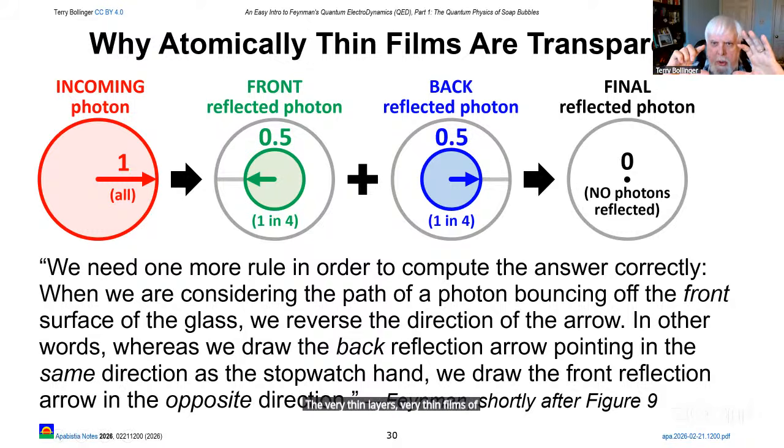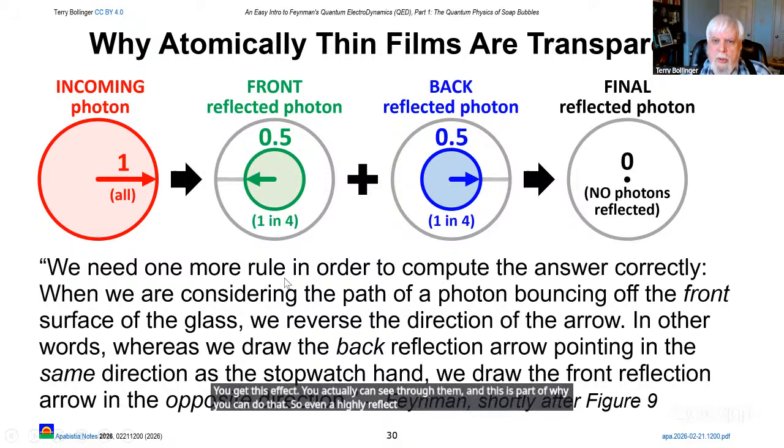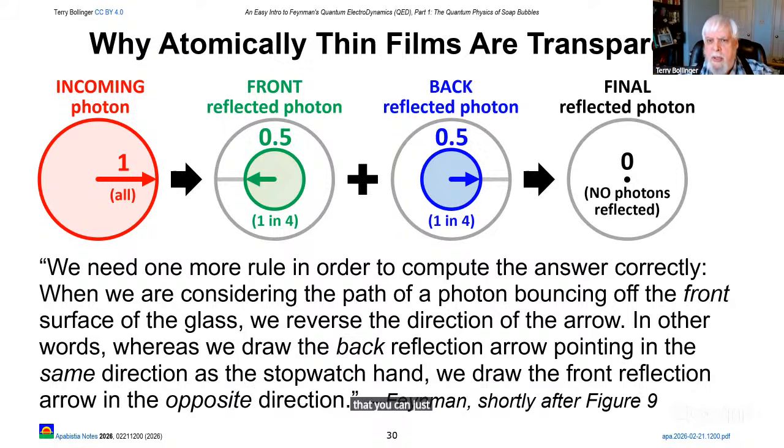Have you ever looked at very thin layers, very thin films of gold? You get this effect. You actually can see through them. And this is part of why you can do that. So even a highly reflective material like gold will lose its ability to reflect photons if you make it extremely thin. Gold leaf is fun stuff because it's so malleable that you can just squash it to layers so thin that you actually start seeing this quantum effect kicking in.